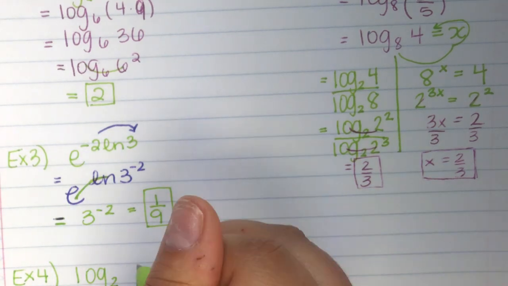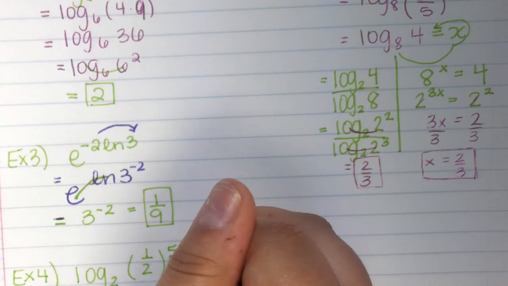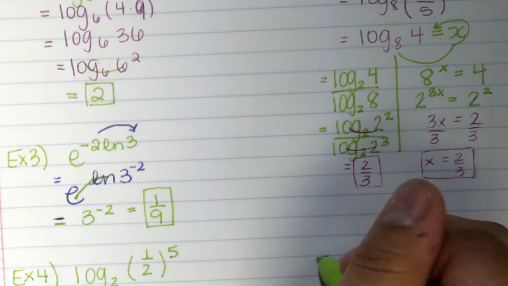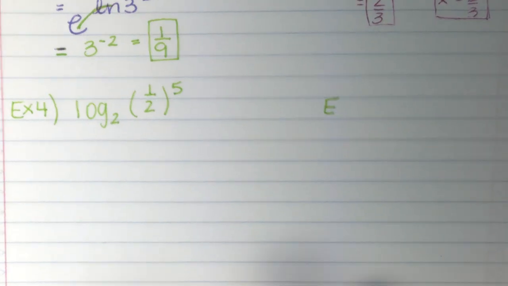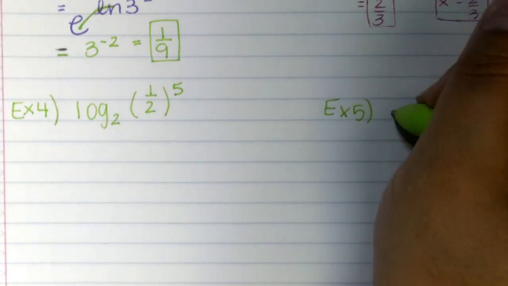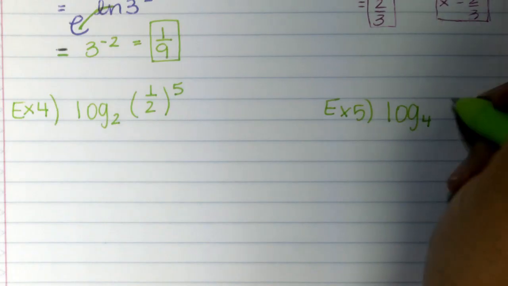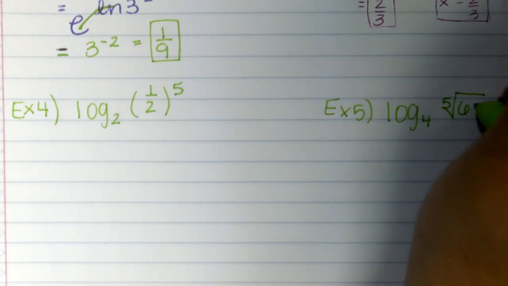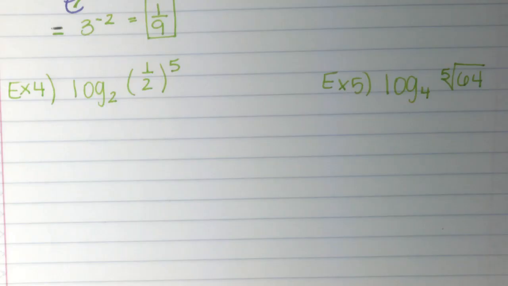The log base 2 of 1/2 to the 5th. And I want you to do these next two on your own. The log base 4 of the 5th root of 64. Let's see if you can do these two on your own. These all should simplify to a number.